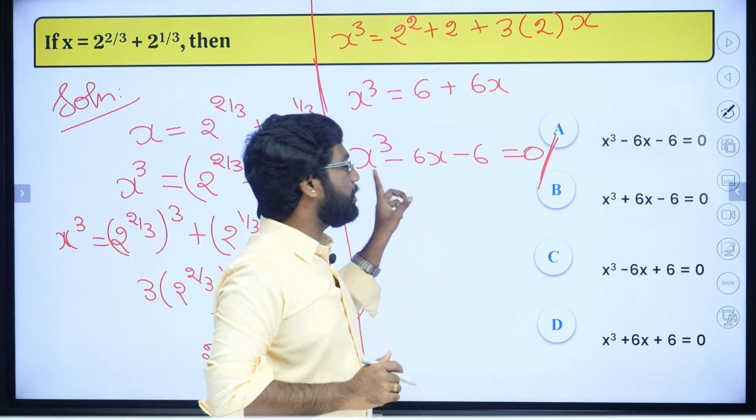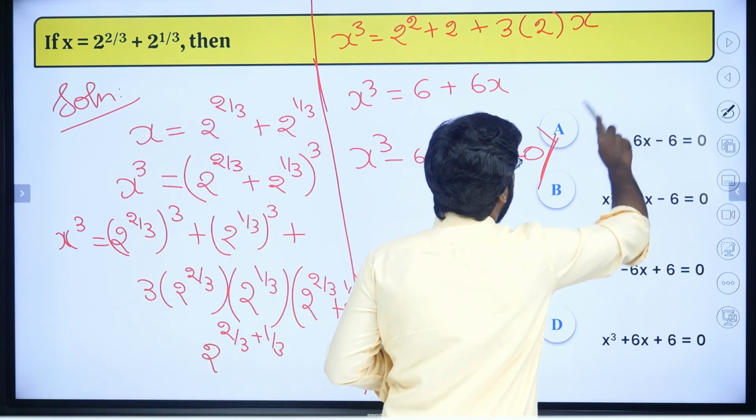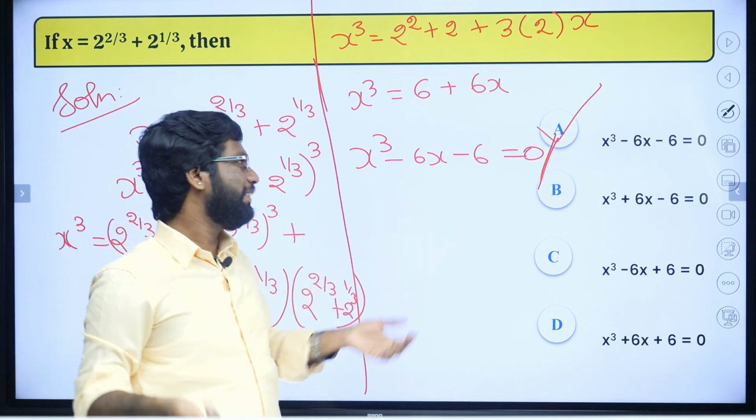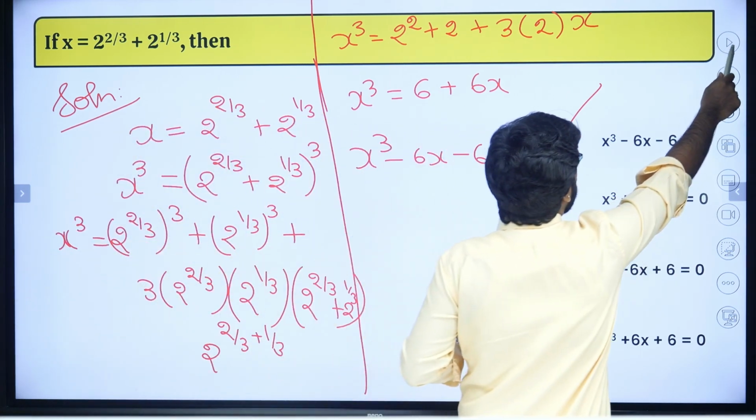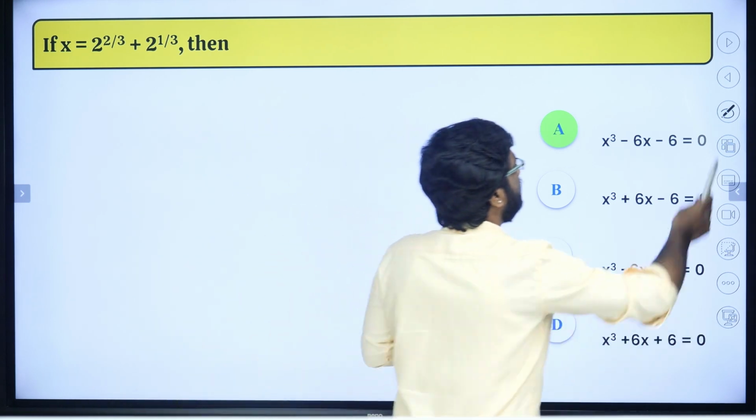Okay. So x cube minus 6x minus 6. That's the answer, my dear friends. So option A is the correct answer. That's all. Okay, I hope you understood well, my dear students. So that's what they have also given us as the answer.